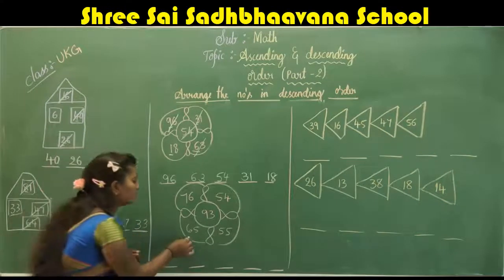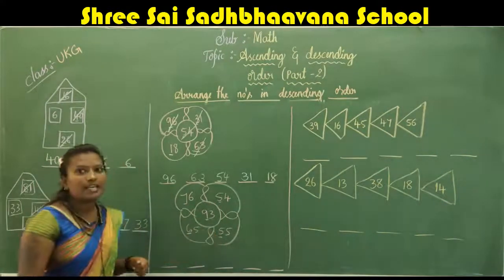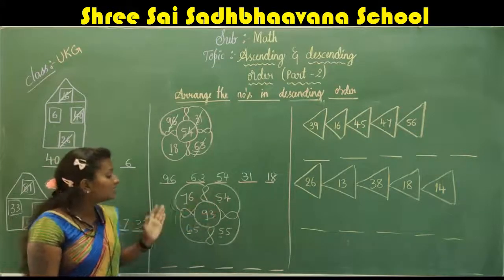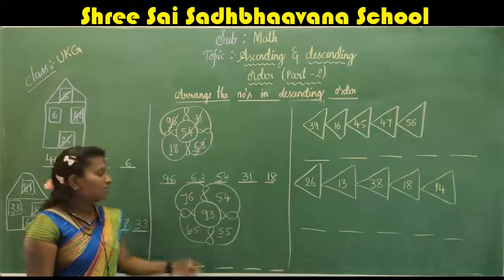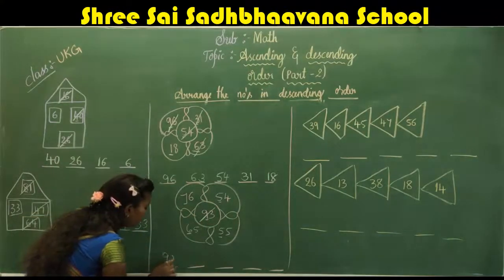Yes, we have to observe the tens place numbers. Correct? Yes, tens place numbers. So 9 is bigger than 5, 7, 6 and 5. So 93 is the biggest number. That number we have to write in the first place.